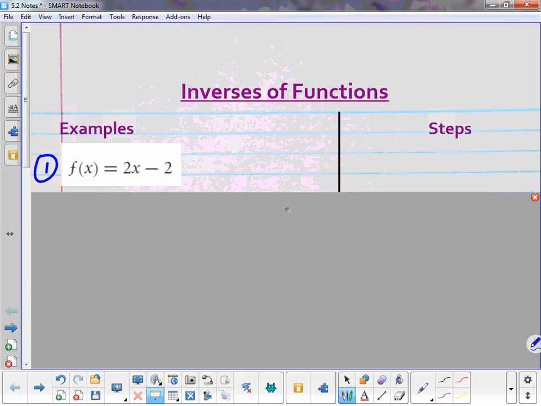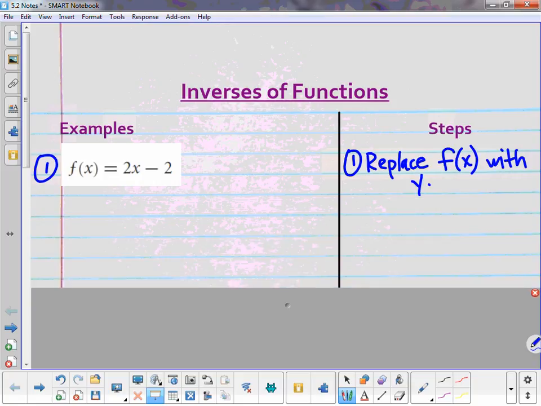But for now, the first step is to replace f of x with y. So that is our first step. So that way it just looks a little bit neater. So instead of f of x, we will write y equals 2x minus 2.